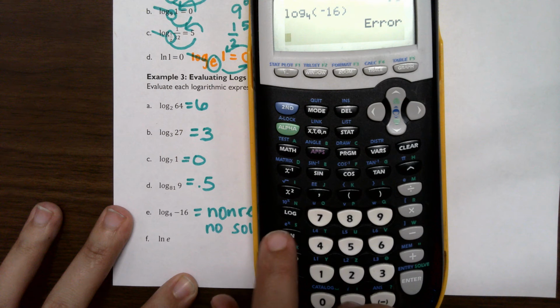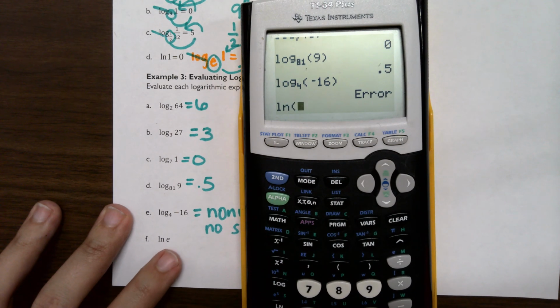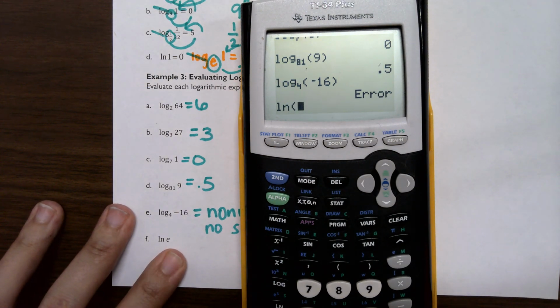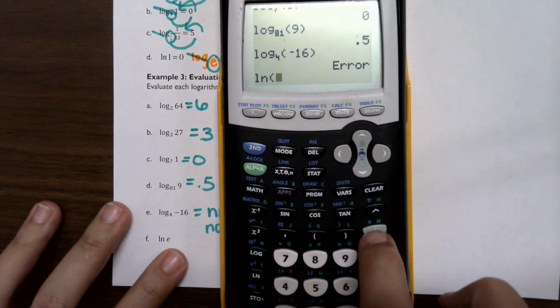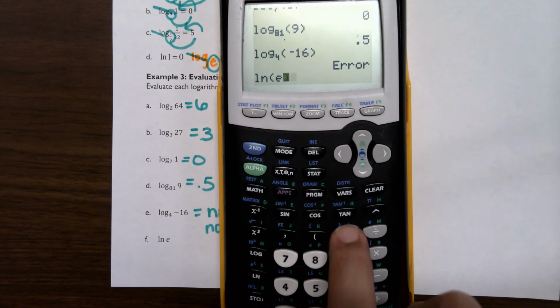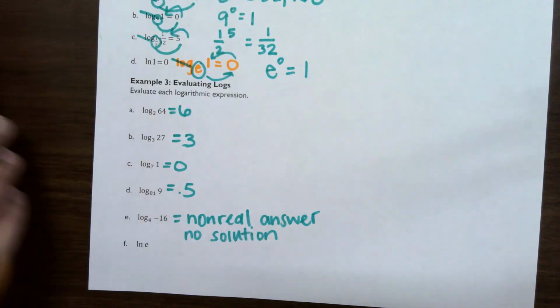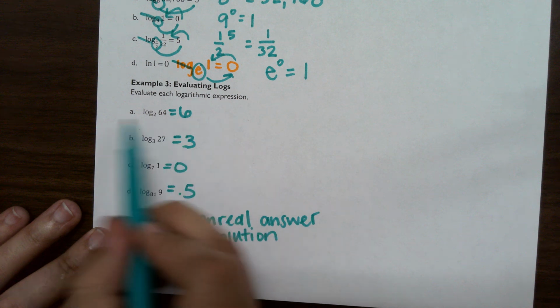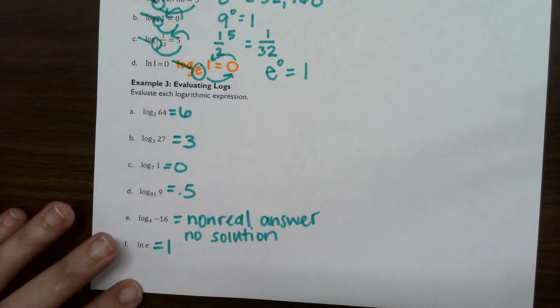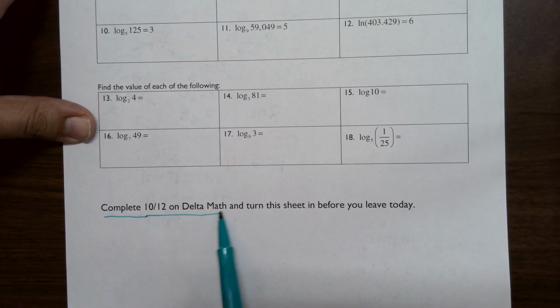All right, and then the last one, ln. If you look, ln is a button right here beside the 4. So ln, and it wants the natural log of e. So I can get the e from the division button. So if I do second, and then the divide button, that's the e that I can use. So the natural log of e, or ln of e, is just 1. And again, this is just practice for when we get to some equations later in the week. So your assignment is to have filled this in with me, complete this side, turn it in, and then also complete 10, 12 on Delta Math.